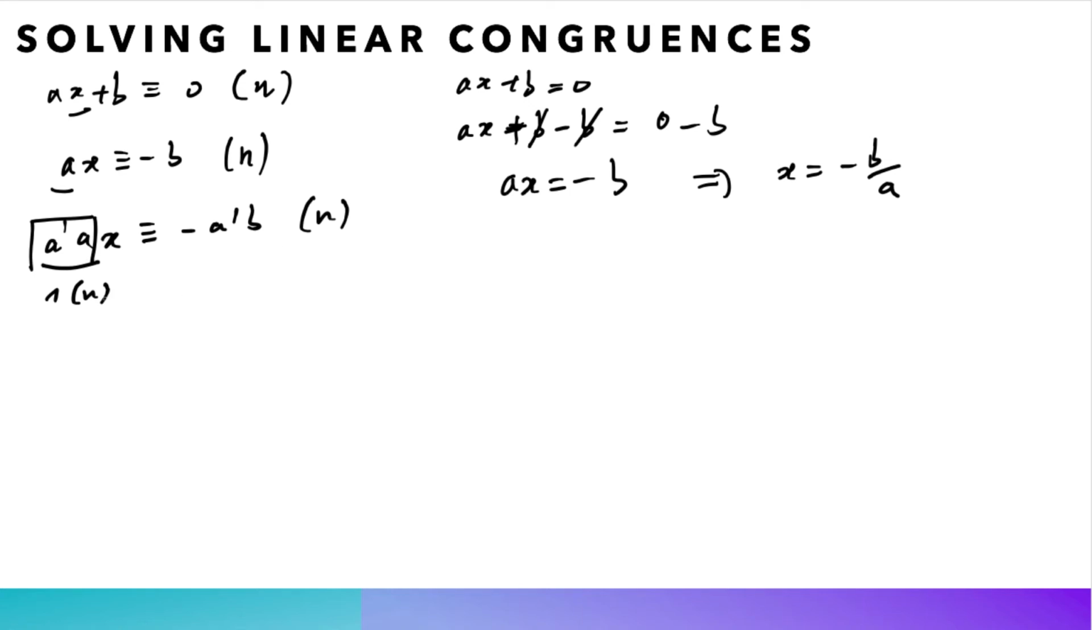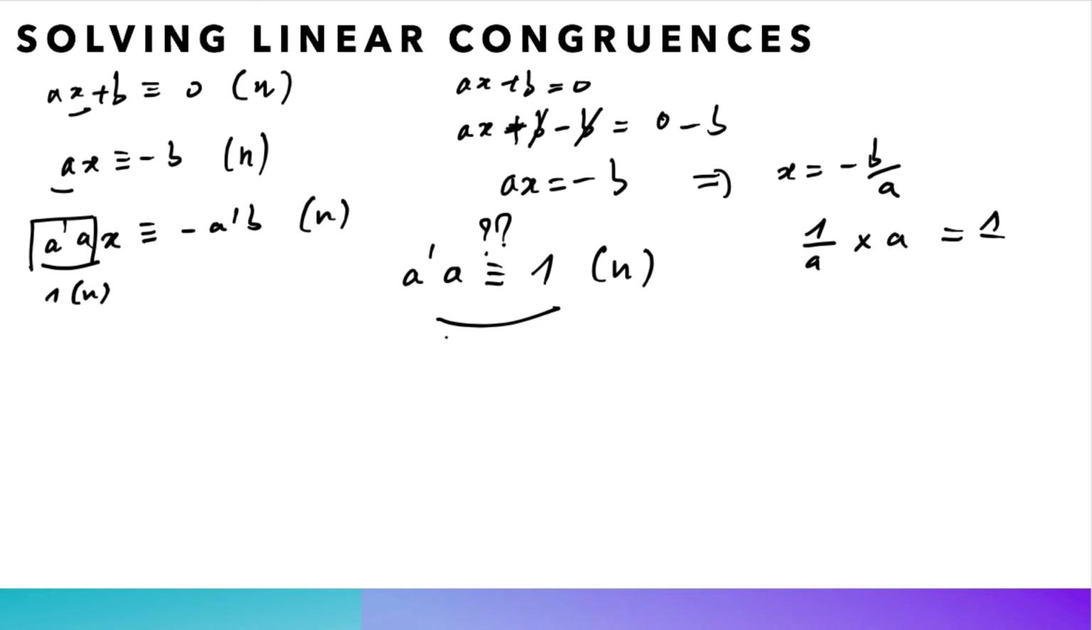Now the natural question is, does there exist all the time an a prime such that a prime times a is congruent to 1 modulo n? This is not true in general, as we shall see together. But in case this is true, we say that a is invertible and its inverse is a prime. Even in the real world, this is what we call the inverse of a, which we denote 1 over a. It is the number that multiplies a to give us 1. It is the same definition here.